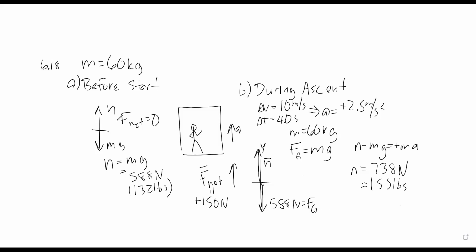Before the elevator, when the elevator was at rest, their weight was 588 newtons or 132 pounds. As the elevator is accelerating at that constant rate, their weight is 738 newtons or about 155 pounds. So their weight is measurably more while the elevator is accelerating, even though the mass and gravity are still the same. And then in the last part, what's their weight after the elevator has reached cruising speed? Well, now we're back to F net equals 0.